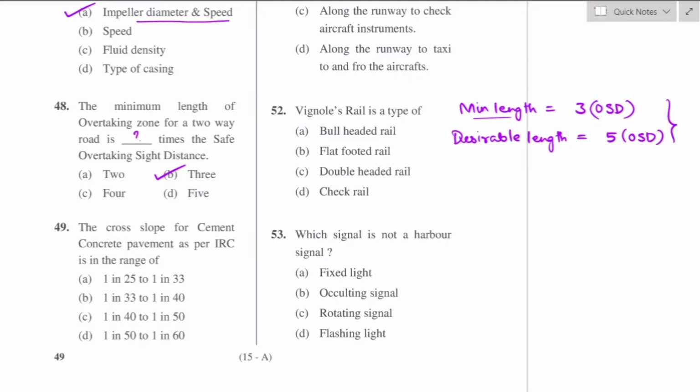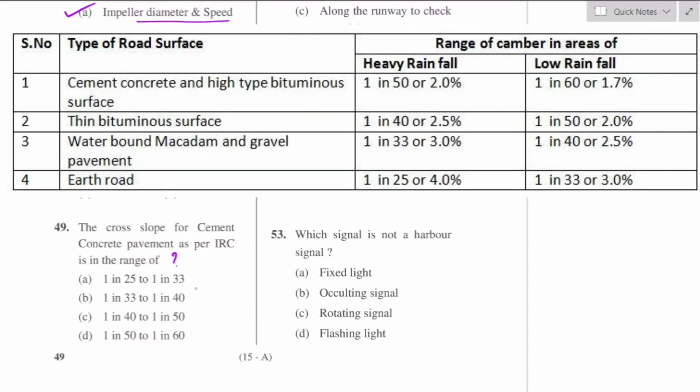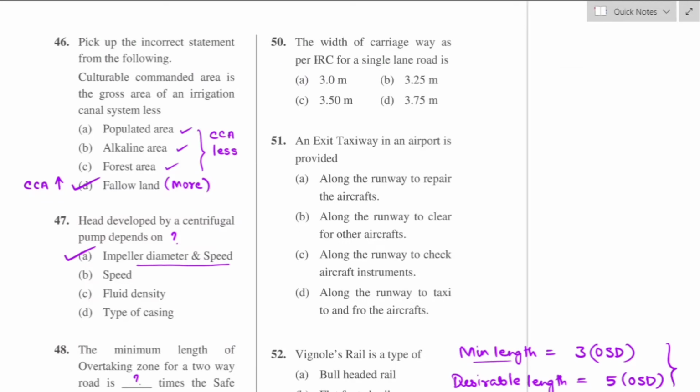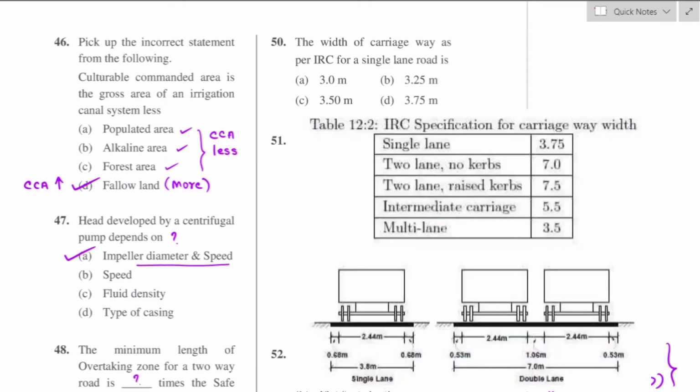Question number 49. The cross slope of the cement concrete pavement as per IRC is in the range of. So as per IRC, you can observe in the following table the classification of cross slope for different type of pavements. So particularly for cement concrete pavement, it is in the range of 1:50 to 1:60. So option D is the right answer. Question number 50. The width of carriageway as per IRC for a single lane road is 3.75 meter. Option D is the right answer.